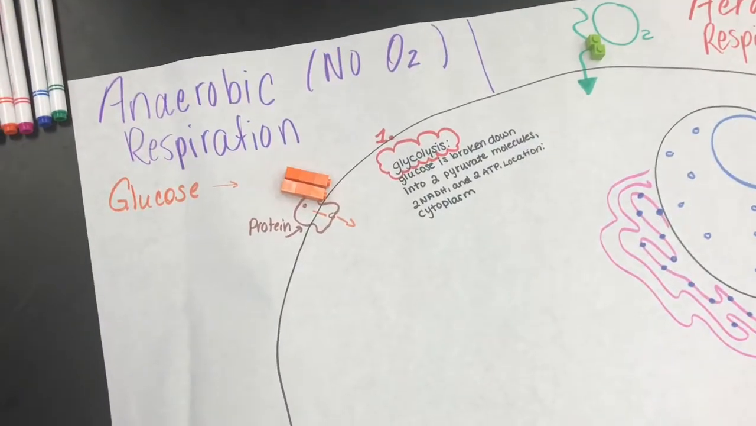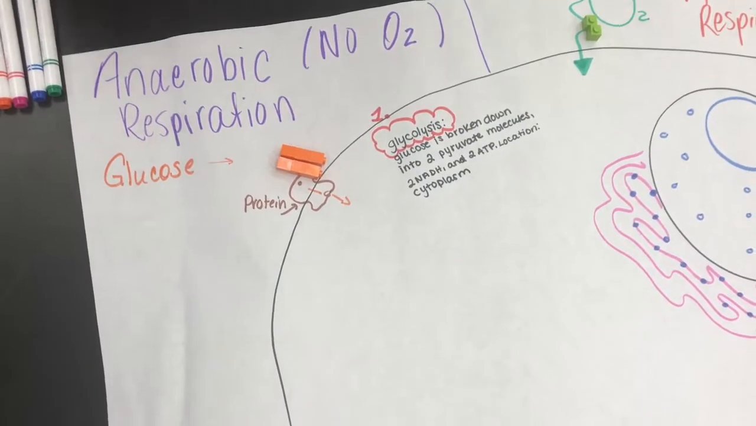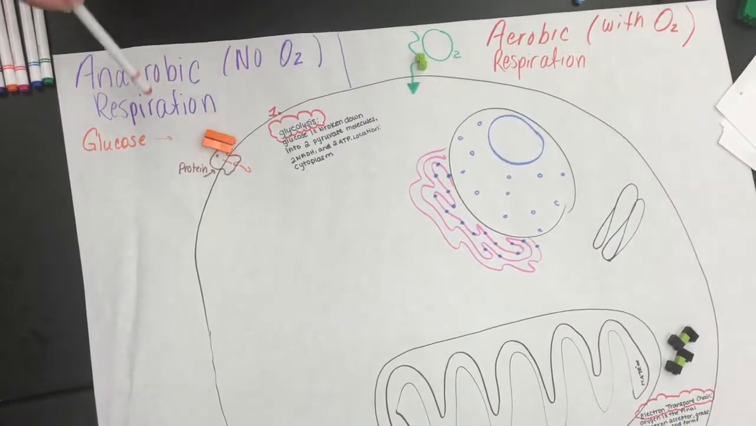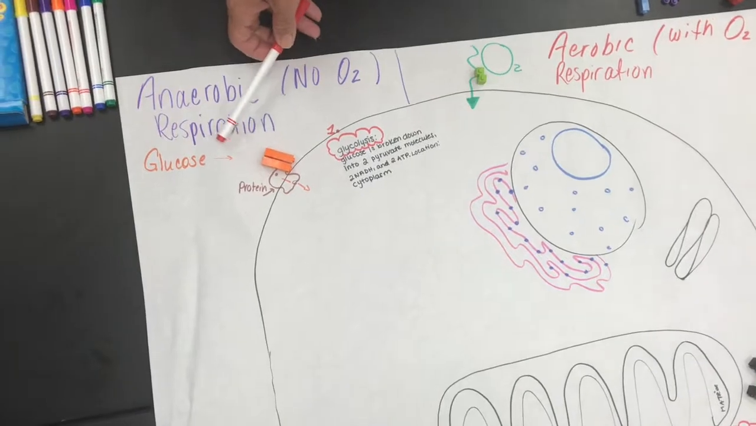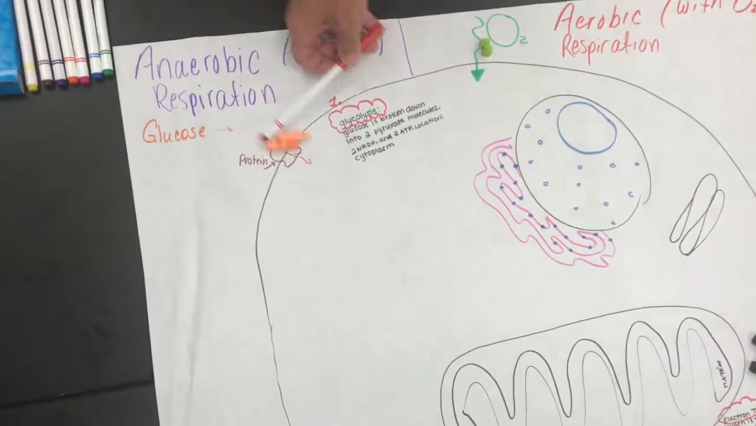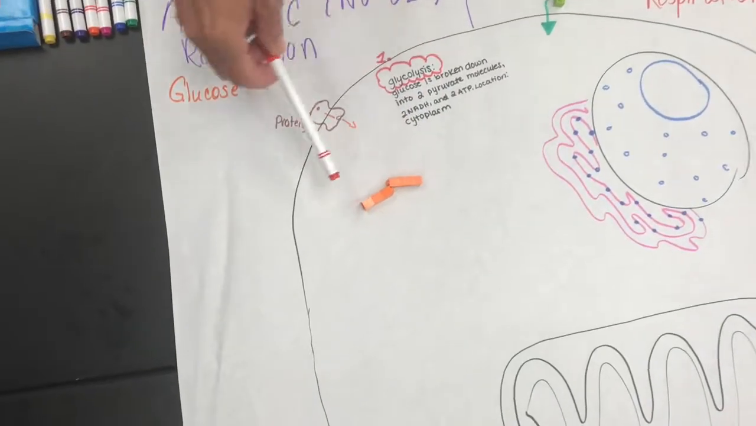Hi, this is our take on cellular respiration. We're going to first start here with our eukaryotic cell that has a nucleus, and glucose is being taken in through the cell membrane, crossed as a protein through facilitated diffusion, and is now into the cell.